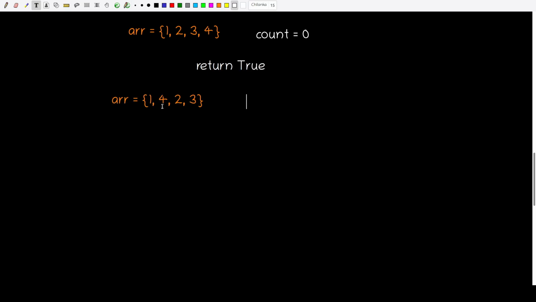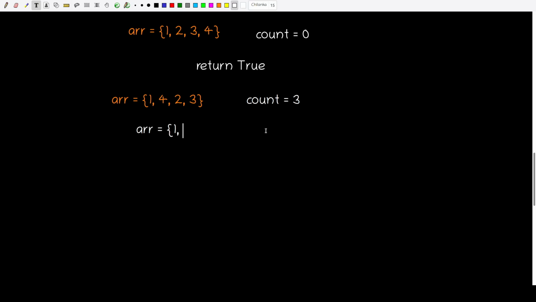Let's take another example. So let us say this is the array which is given to us. Over here the number of elements which are not at their correct position is 3, and those elements are 4, 2 and 3. Since the number of elements which are not at their correct position is 3, we will be able to swap the elements in order to sort the array. So let us see how we can do that.